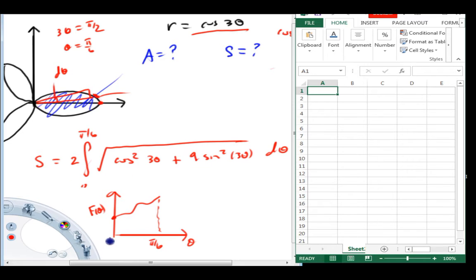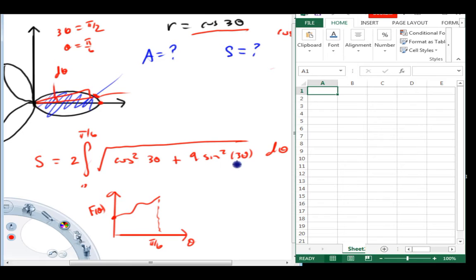This function is positive everywhere in the interval up to pi over 6. I know this because cosine squared is positive and sine squared is positive. So this function looks something like this. Now this was just a sketch to get me going. This does not represent the actual shape of the curve. I don't need the actual shape. I've already taken note that this thing is positive everywhere. I also can see there are no asymptotes to worry about in this region.